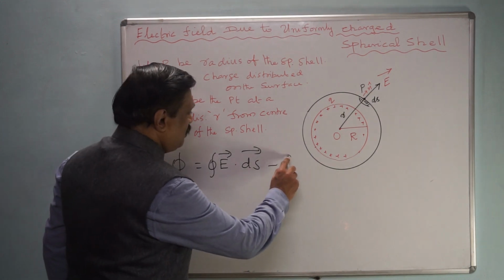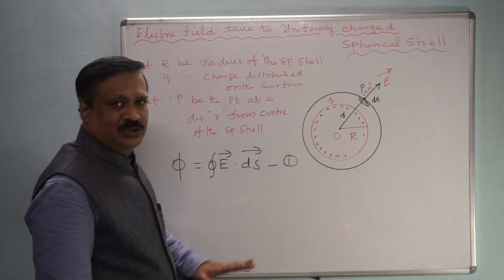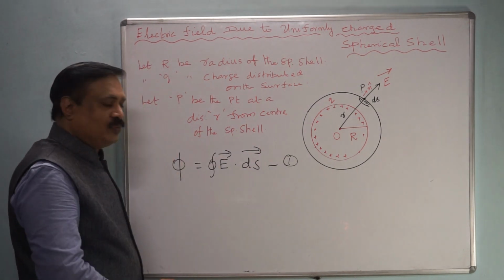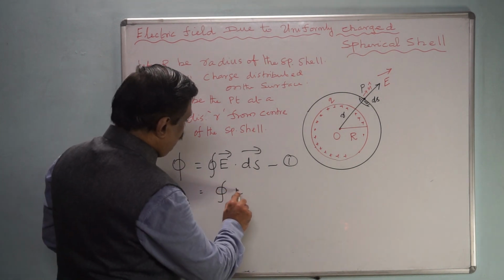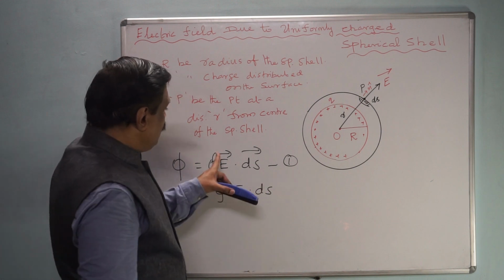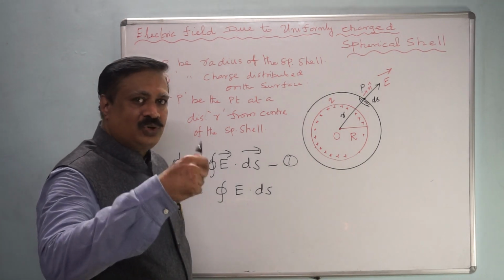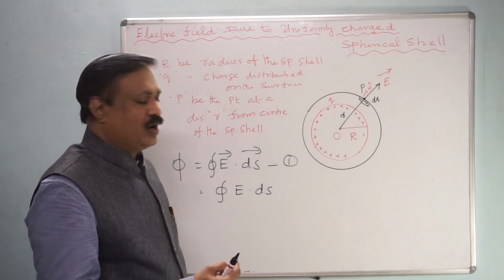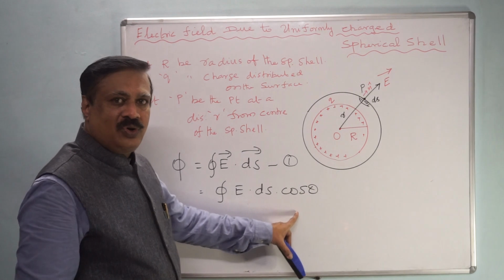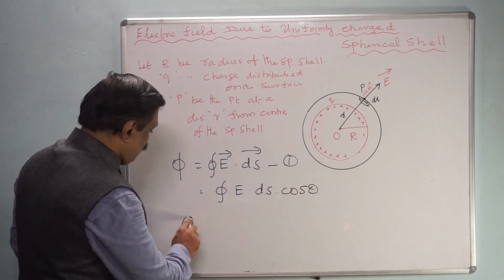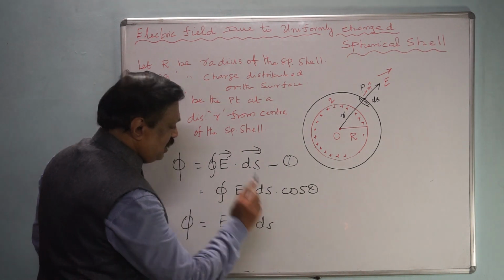Now make it equation 1. Here you write according to the mathematical expression of the flux. This flux phi is the integral of E dS cos theta, because it is a scalar product. When theta equals 0, cos theta equals 1. Therefore your flux phi equals E times the surface integral of dS.